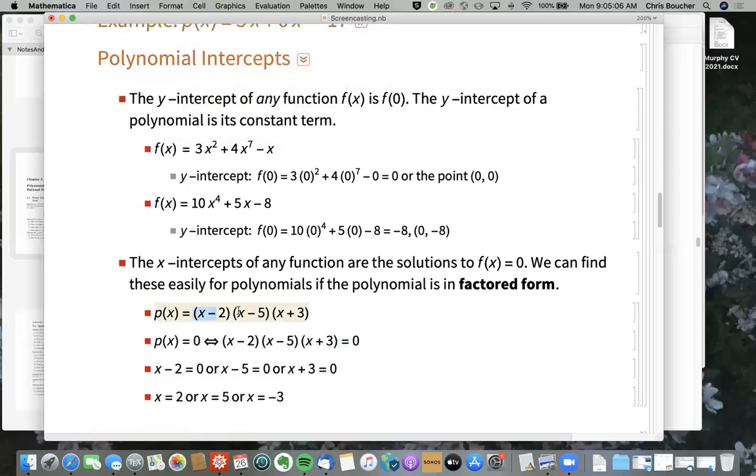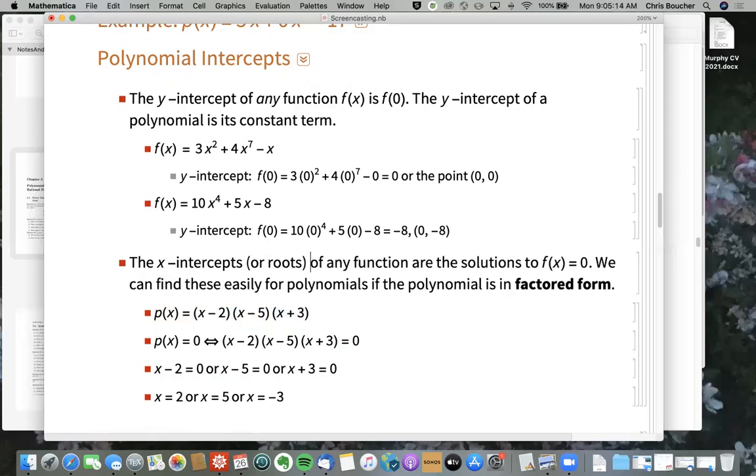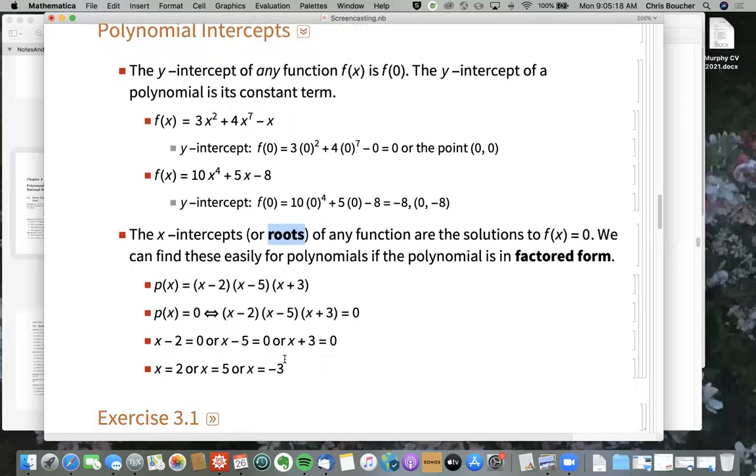So this polynomial here in factored form has 3 x-intercepts, or roots is another term for these. And so that's worth mentioning here, a little bit more terminology. Okay, in terms of how to get a polynomial into factored form, don't worry about that. You should be able to go from factored form back to this kind of form just by foiling out all the factors. That's just a piece from algebra.